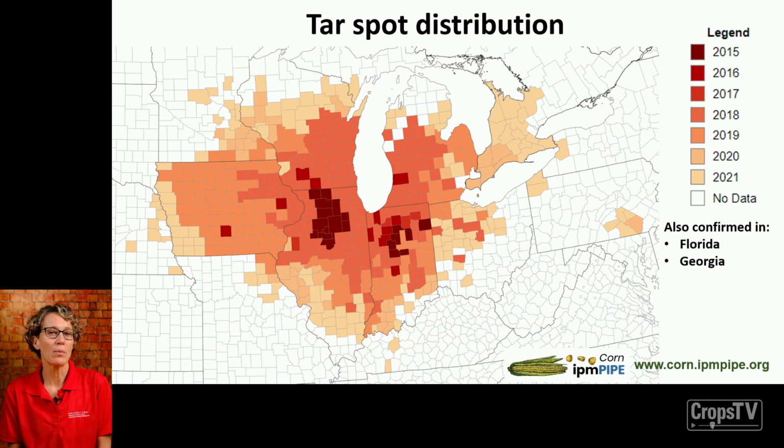So this shows you a map of the distribution of tar spot, and what you'll see is those darker colors are where tar spot was first reported in 2015, and then you can see how the disease has spread since 2015. And so in 2021, you can see the disease continued to spread. It was reported in 4 new states. This map just shows the Corn Belt, but the tar spot has also been reported in Florida and Georgia. And there you can see there in Iowa that every single county has now had tar spot reported from it.